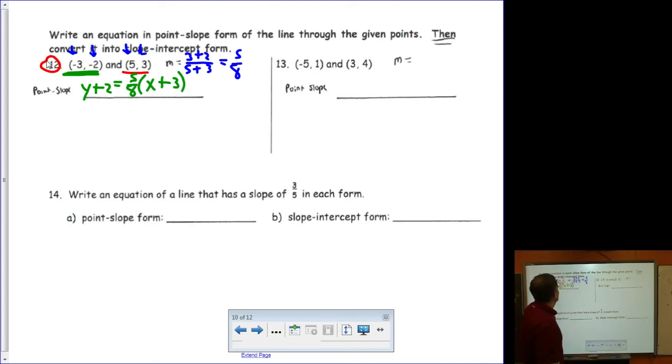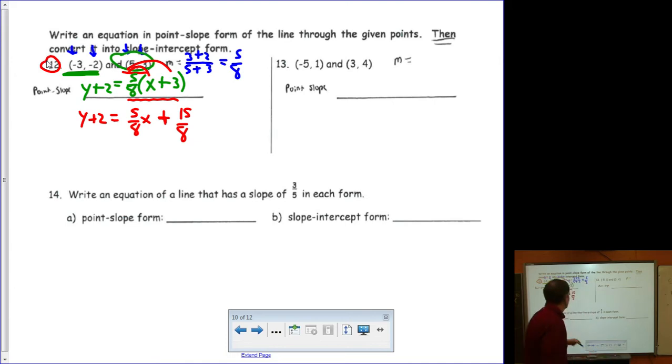Your equation could have used the second point here, and that would be fine. And when we go ahead and change it into slope-intercept form, they're going to be the same. So to change it into slope-intercept form, I need to get the y by itself. First, I'm going to distribute the 5/8 over here. Then I will subtract 2 from both sides. So first, I end up with 5/8 times x, that'd be 5/8x, plus 5/8 times 3, that would be 15/8.